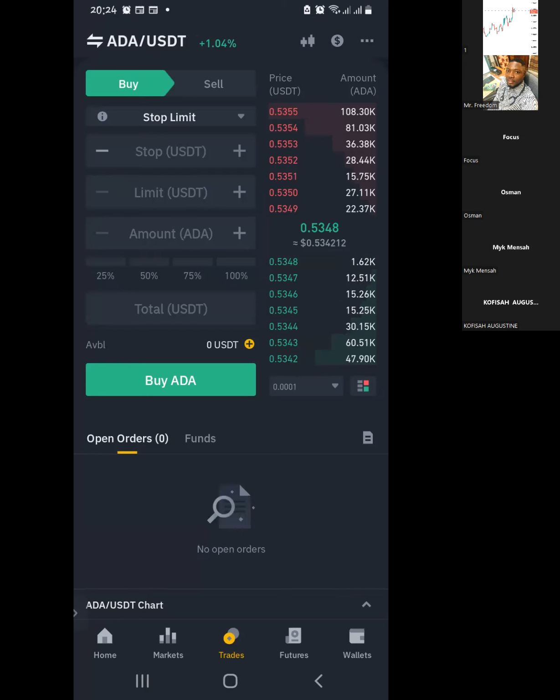Because it buys at the price you've given for your limit or lower. And if you are selling, it sells at the price you are giving or higher. You sell at a higher price. So limit sometimes is disadvantageous.